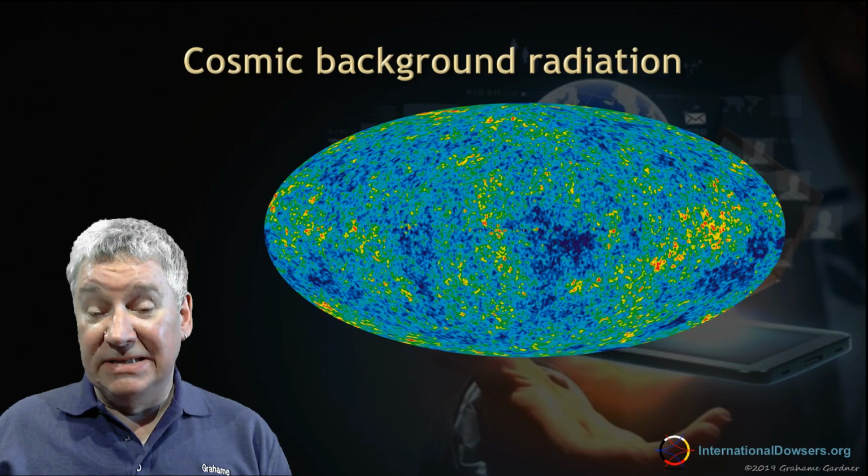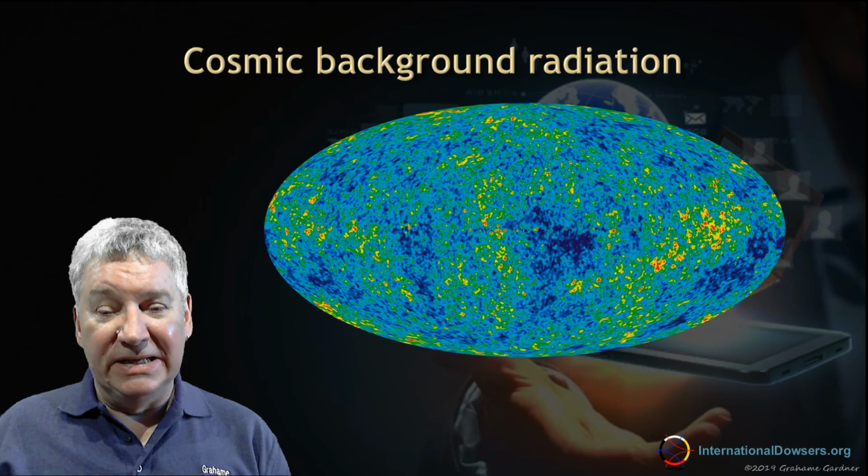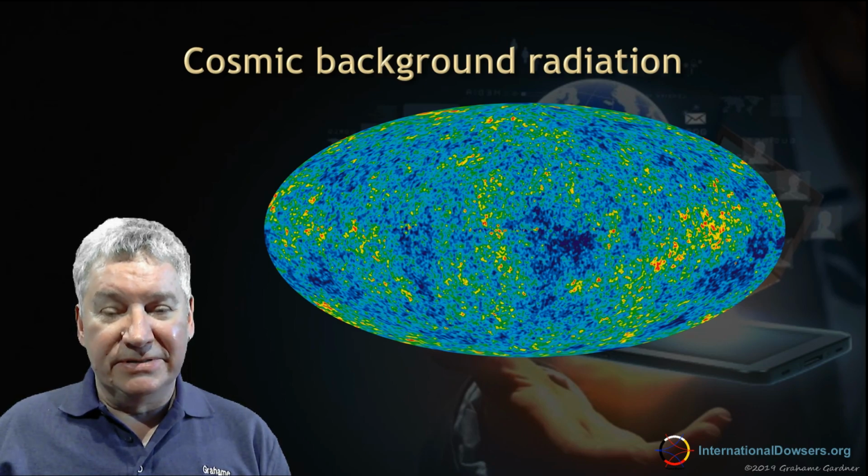The ultimate analog signal is the cosmic background radiation. This is what they measure when they're pointing microwaves at the sky. And it's the sound of the Big Bang. It's also called white noise. Sounds like this.